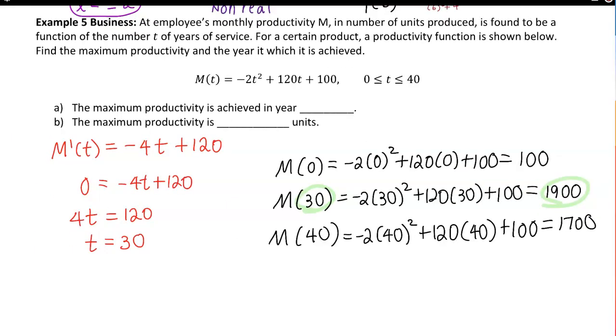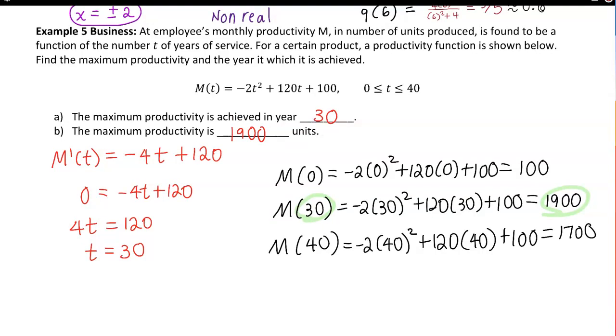So let's give them the answer. The maximum productivity is achieved in year what, 1900? No, year 30. When Vivian is working for the 30th year, her productivity reaches its maximum, and the maximum productivity is 1900 units. After 30 years, in the 31st, 32nd, and 33rd year, her productivity will just go down. So maybe instead of firing her after the 30th year, we can give her some professional development, or maybe a raise. But this was a nice business application problem because you do care about when your employee is going to have the maximum productivity, if you have a model we can use to find these values.